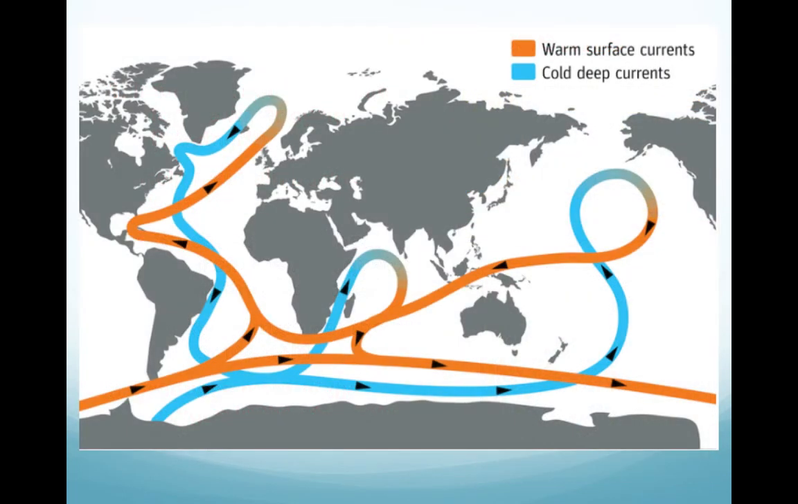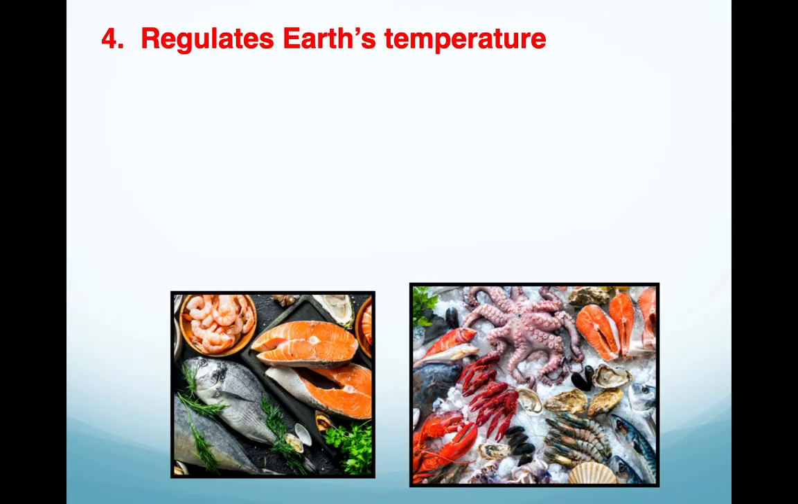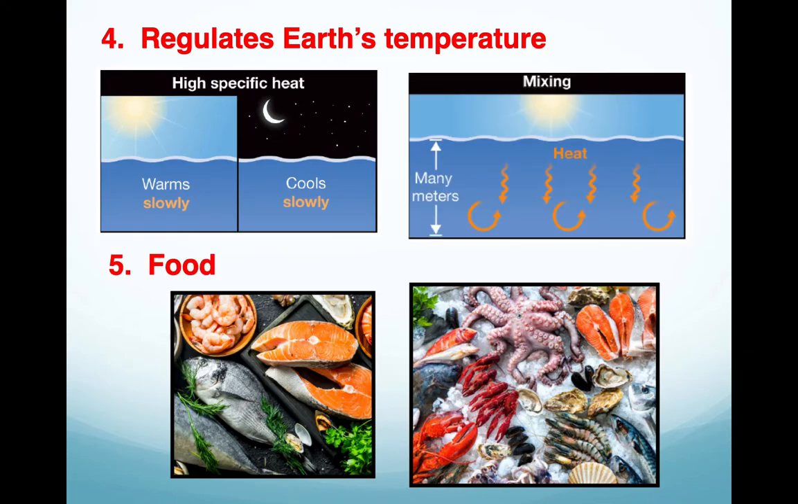Here's just another picture showing us how the oceans help to regulate temperature, moving hot things, moving cool things on Earth. The oceans help to regulate Earth's temperature specifically, and it has a lot to do with what we talked about, the specific heat of water. Remember, water has a really high specific heat. So it's going to take a really long time to warm up, and a really long time to cool off. It hangs on to its heat really, really well.